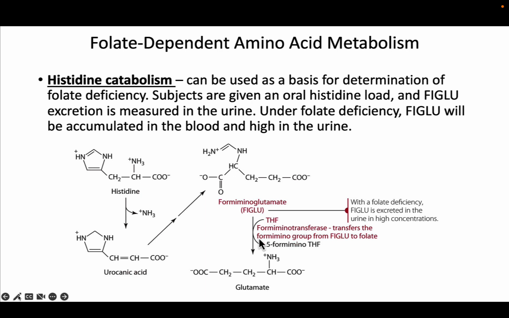So if folate is not here as a cofactor for this enzyme, then we get a buildup of formiminoglutamate or FIGLU, and then that will be in the blood, it'll spill out in the urine, and then it tells us, hey, this is building up, so you're probably folate deficient, and now the conversion and breakdown of histidine is disrupted.